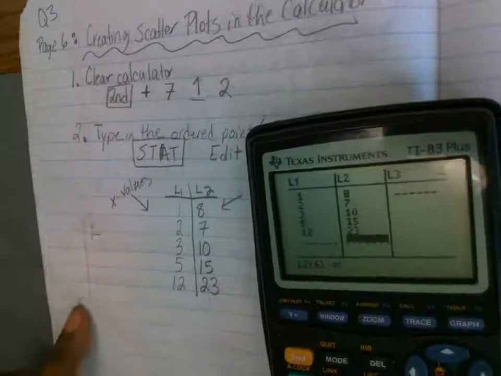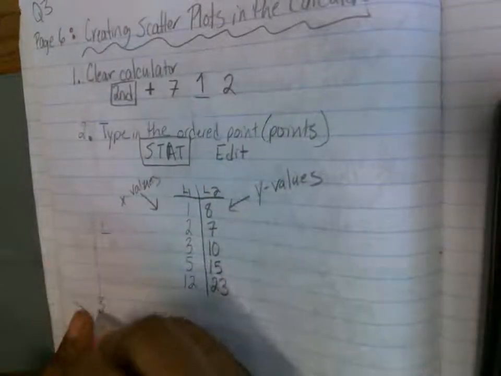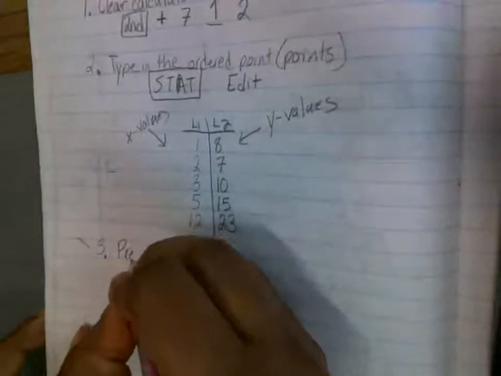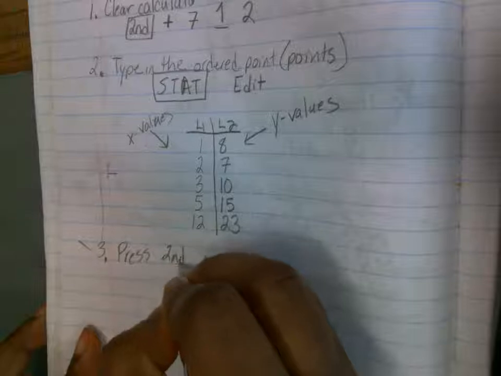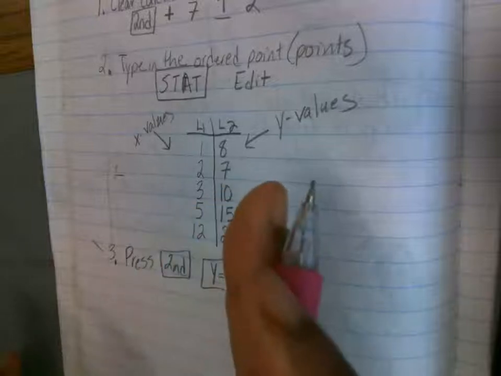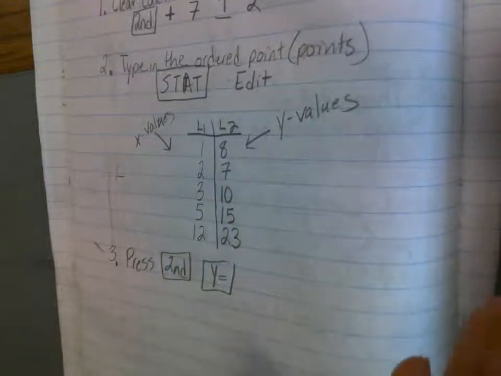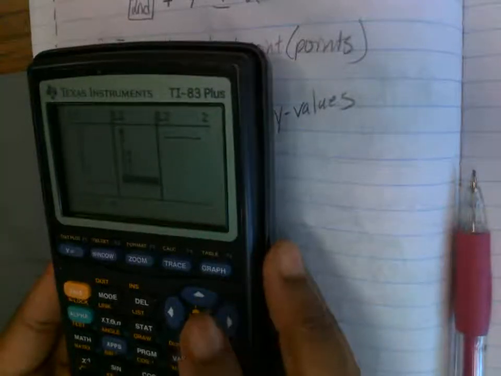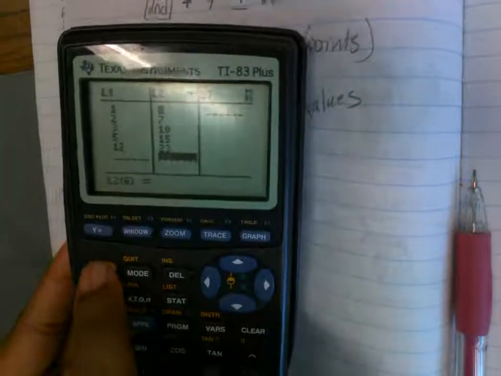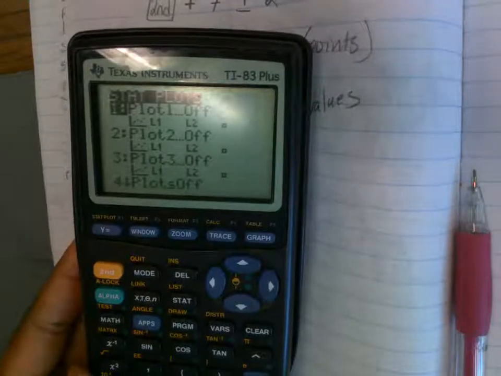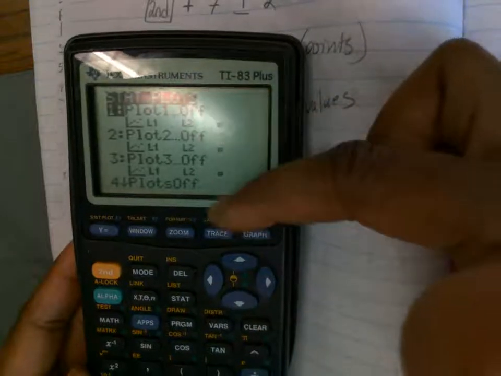All right, so now let's go to our third step. Let's write this down. We're going to press the second button, and then we're going to press the Y equals. We're getting ready to tell our calculator to graph this as a scatter plot. Right here, this is the second button, and Y equals is right above it. And then you should see different plots.